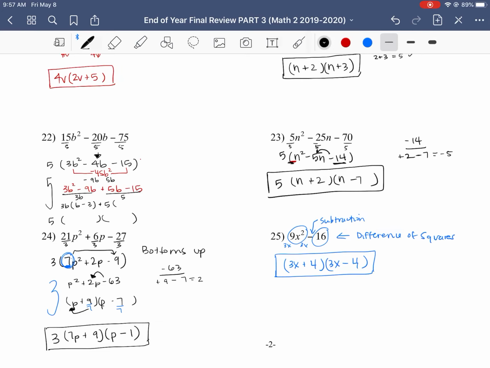And the b's cancel. On this second piece, we've got that 5 that's going to come out front. And that leaves us with a b for that first piece. And if we divide this, negative 15 divided by 5 is negative 3. Notice now you've got that b minus 3 and that b minus 3. So essentially we'd have b minus 3. And then the leftover goes in the second one, 3b plus 5.